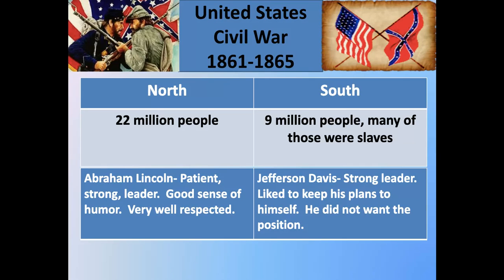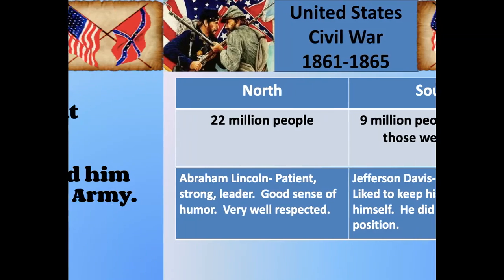Jefferson Davis, on the other hand, wasn't a bad person, but he never really wanted to be a president. That wasn't his thing. He was named to this and didn't necessarily seek it out. And he liked to keep his plans to himself more than a lot of people. So he wasn't the strongest leader, but he didn't really want to be either. It just wasn't what he set out to do.